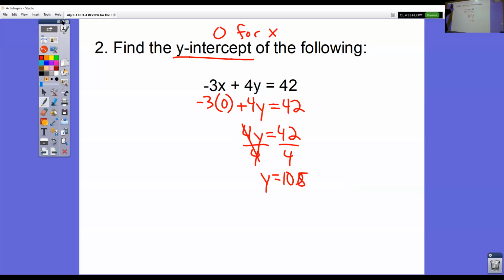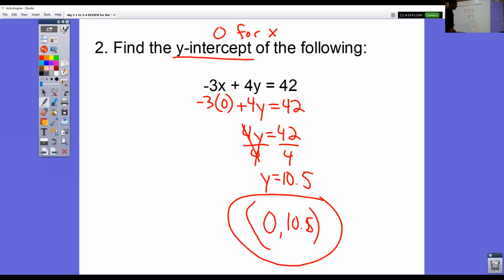Now, 10.5 is not our y-intercept. When you go to write a y-intercept, you have to write it as a coordinate. So our y-intercept is always 0, whatever our y value is. In this case, it happens to be 10.5. So we have 0, 10.5. That is our y-intercept. Be very careful. Don't just leave it as 10.5 because you'll only receive partial credit.